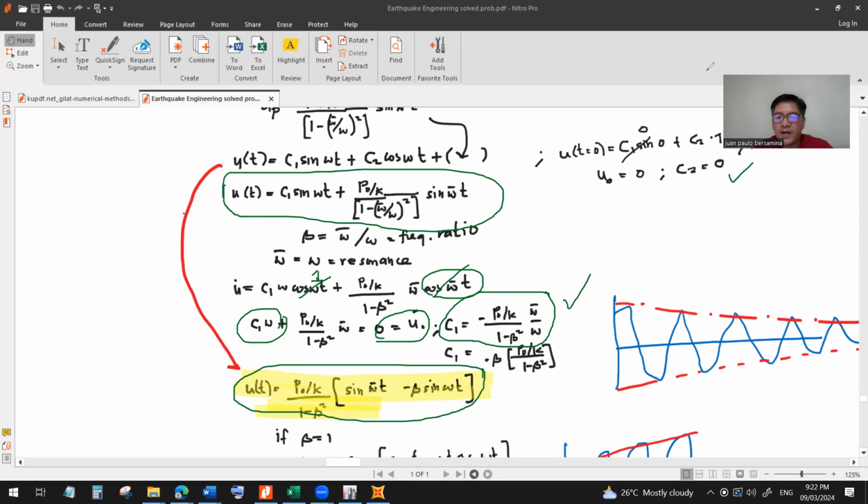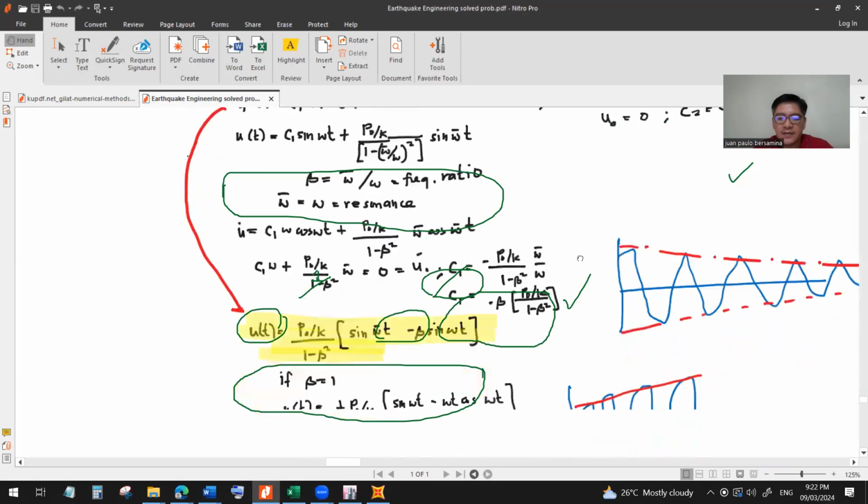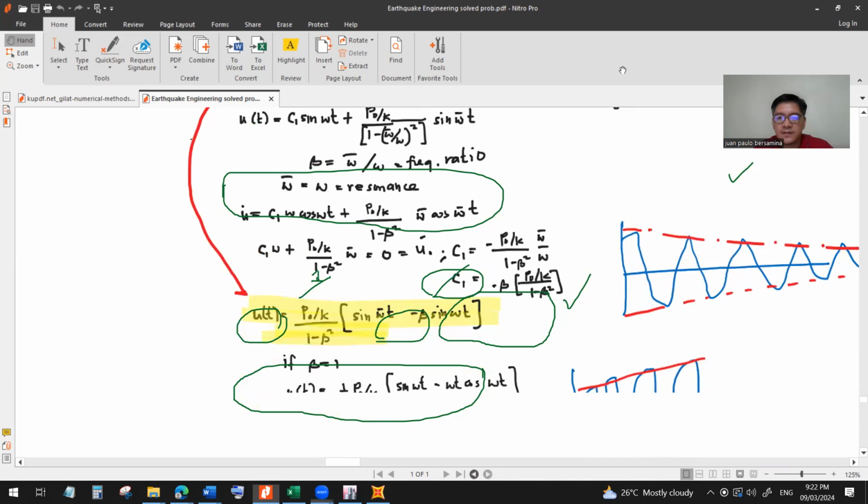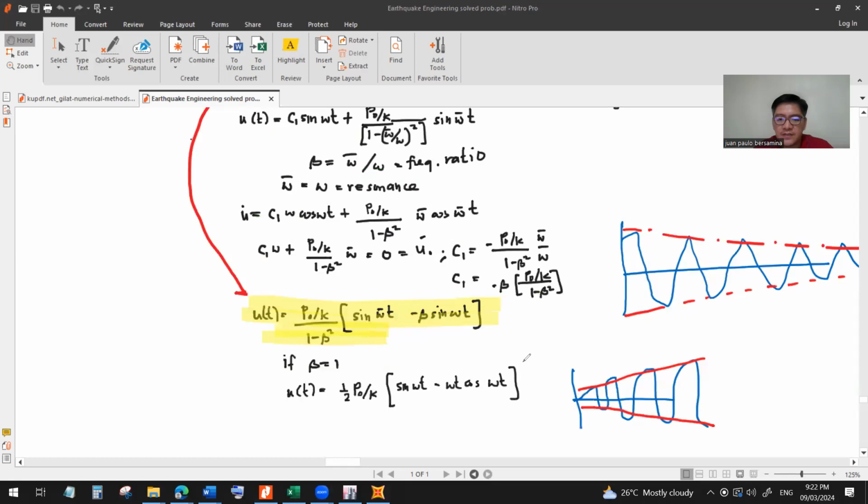Again, if beta equals 1, ito yung magiging this. Where in resonance, this becomes your solution to the equation. Okay, this will be an assignment, no? Because remember, if beta is equal to 1, tingnan nyo, 1 minus beta squared. That becomes 1 minus 1, di ba? So 1 minus 1 is 0, which is not allowed.